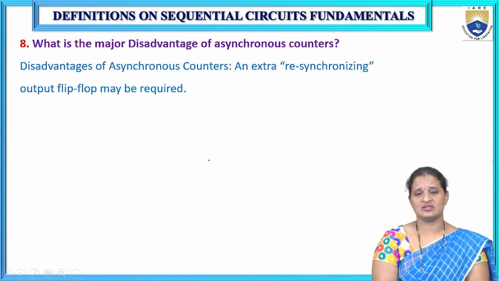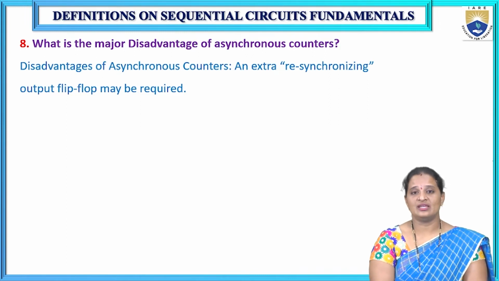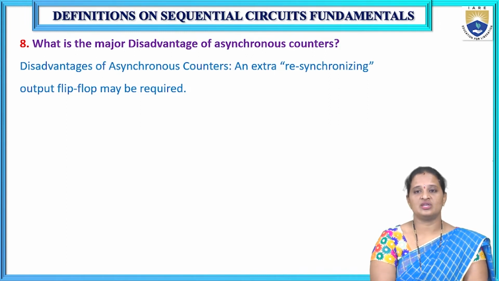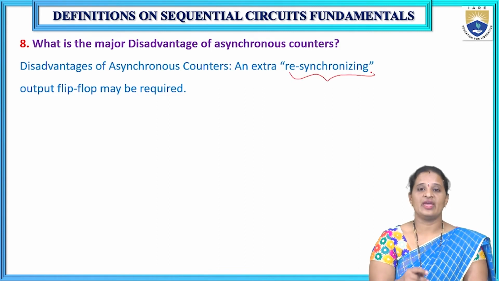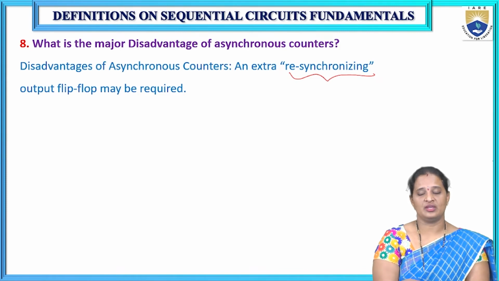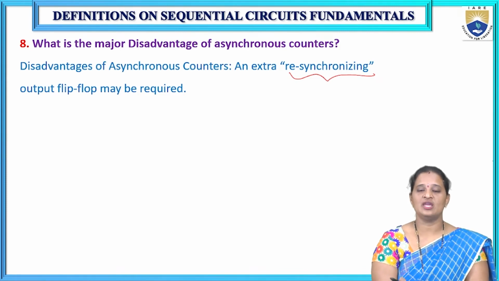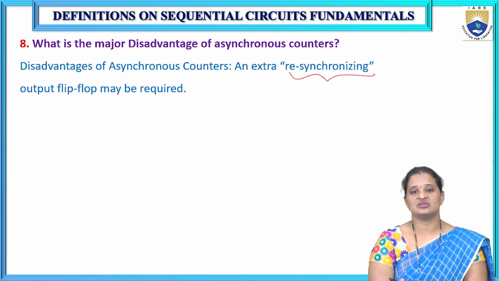So what is the disadvantage that you can observe by using an extra resynchronizing output flip-flop? As we are using logic gates for designing this resynchronizing circuit, there will be some delay to propagate the signal through all the logic gates. That is why the delay is more in asynchronous counters when compared to the synchronous counter. Why? Because an extra resynchronizing circuit should be used for the flip-flops here.